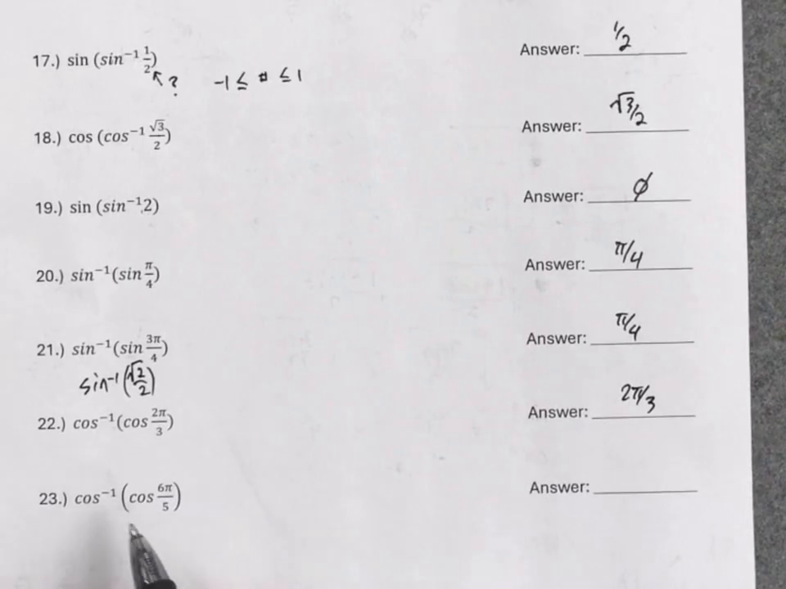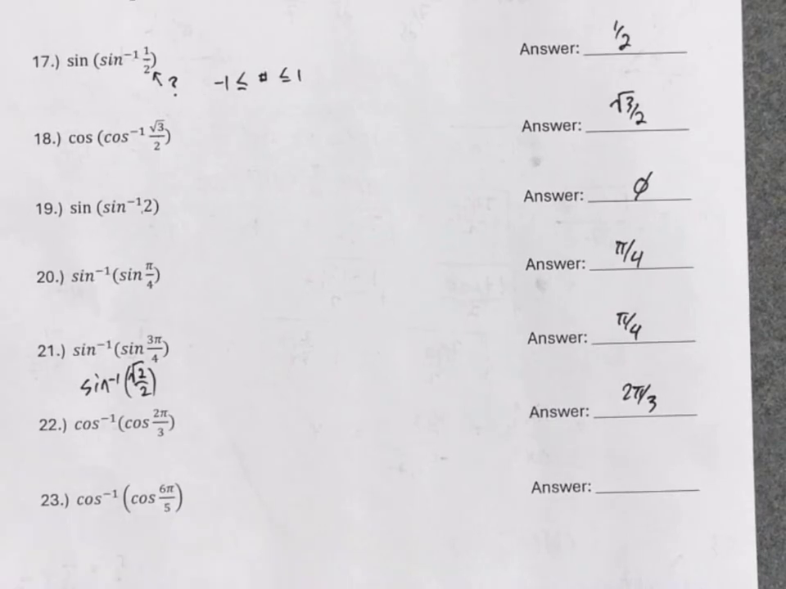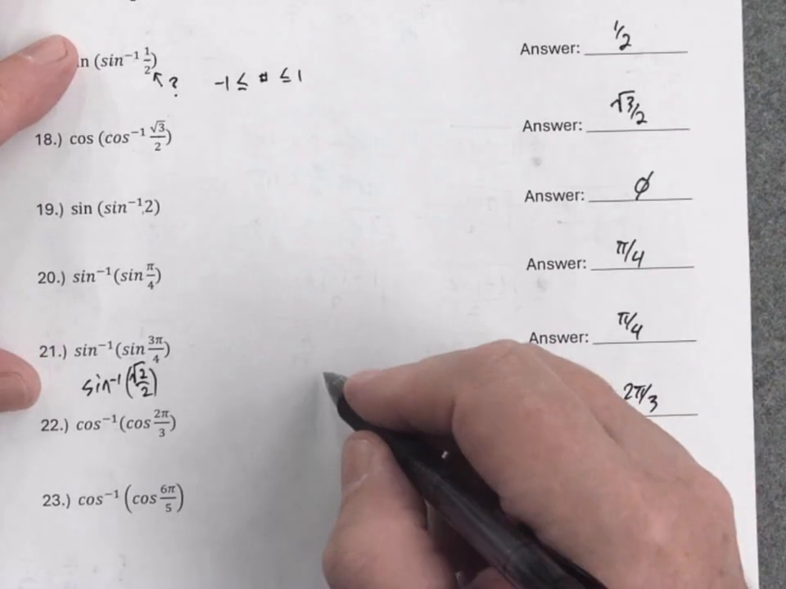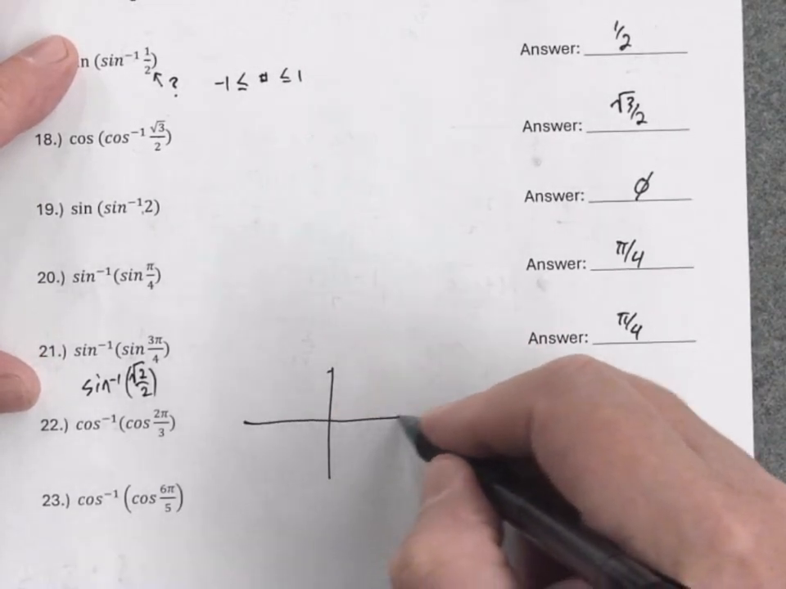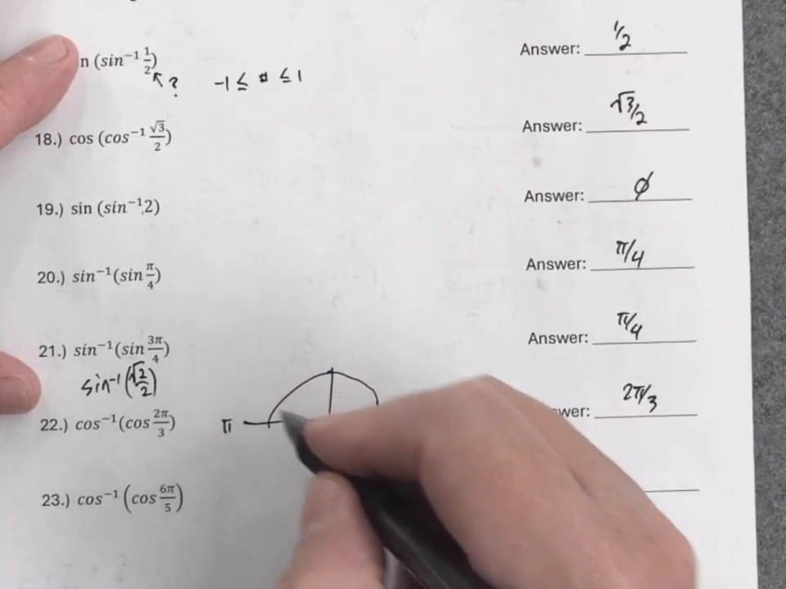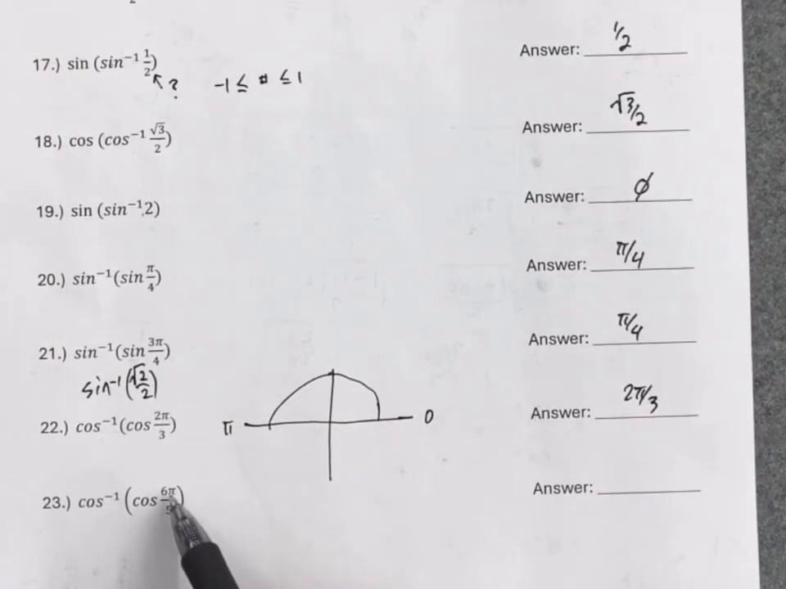Now the last one, another inverse cosine of the cosine. We start with an angle. Let's see if we can use the shortcut. Where is 6 pi over 5? Well, let's do this here. We're trying to see if 6 pi over 5 is in the top half of this unit circle. So we need to figure out where 6 pi over 5 is.